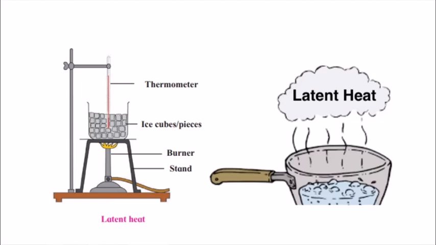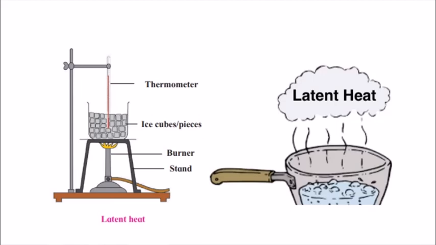So what we are doing is that we are taking a few pieces of ice in a beaker, and then we will insert a thermometer in the ice and measure the temperature. Now we will put that beaker to heat through a burner, and record the temperature using the thermometer after every minute. As the ice is heated and starts to melt, we need to stir it continuously and keep recording the temperature.